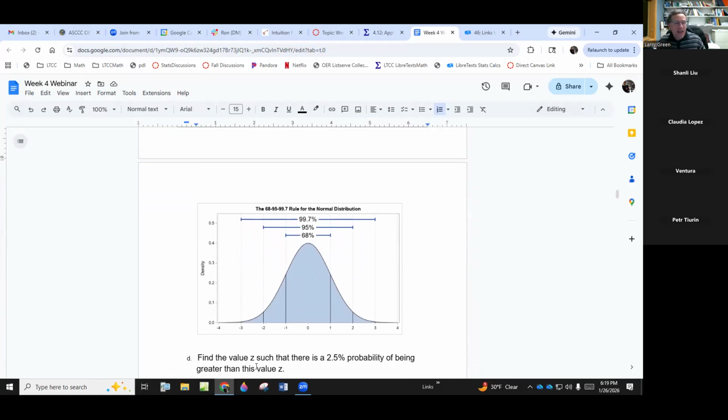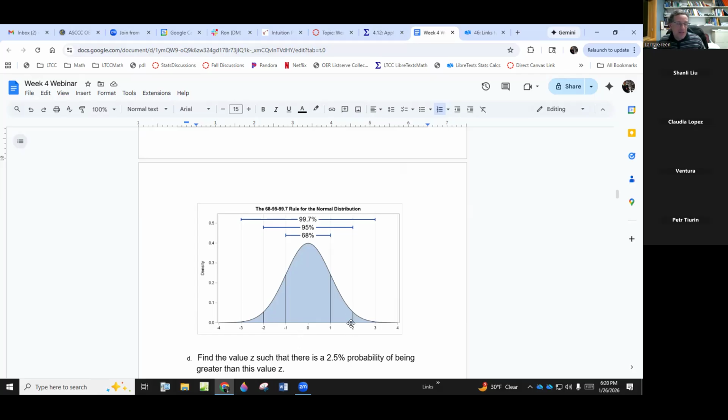Okay, so find the value of z such that there's a 2.5% probability of being greater than this value of z. So, by the way, is that value of z going to be far left or far right? If there's a 2.5% probability of being greater than this value, is it far left or far right? Yeah, that one's far right. Because if only 2.5% of the people are taller than you, you're tall. Is that clear?